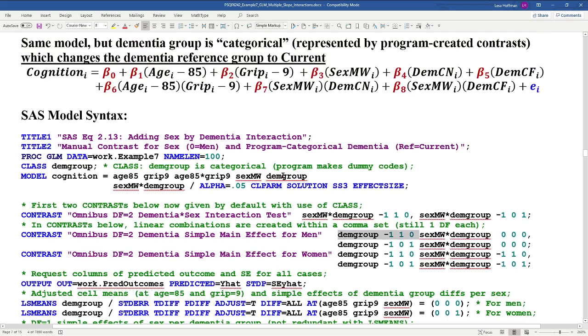So because the reference group has changed to be the last group, I have changed the description in the model equation accordingly. So now I have CN and CF as my variables because current is the reference, and each of the other groups is going to be compared to current instead. And so the same thing happens in the interaction terms.